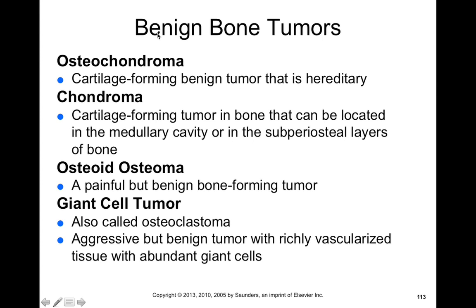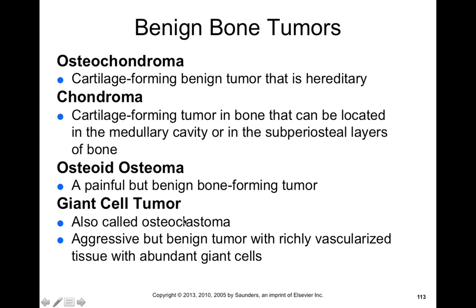Now, in terms of the benign bone tumors, we've got osteochondromas, chondromas, osteoid osteomas, and giant cell tumors. The osteochondroma is a cartilage-forming benign tumor that's heritable. Chondromas are cartilage-forming bone tumors that are located in the medullary cavity. Osteoid osteomas are painful and benign bone-forming tumors.